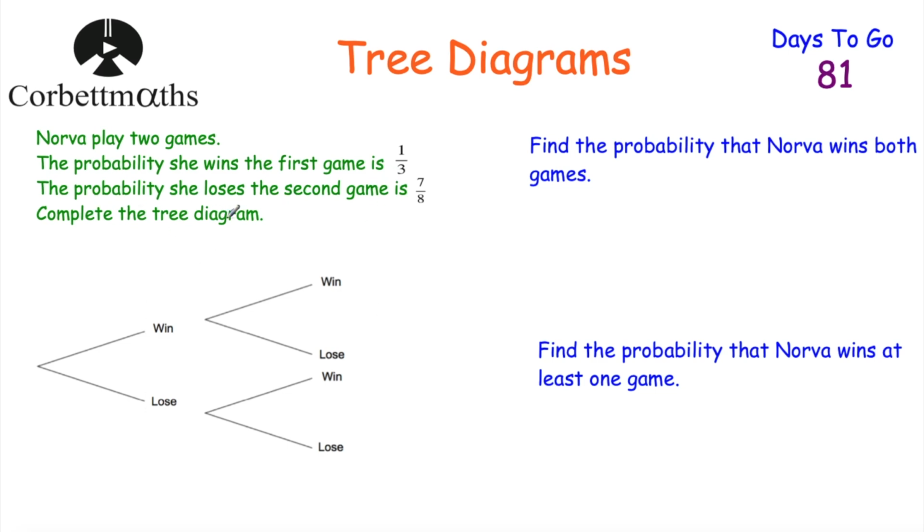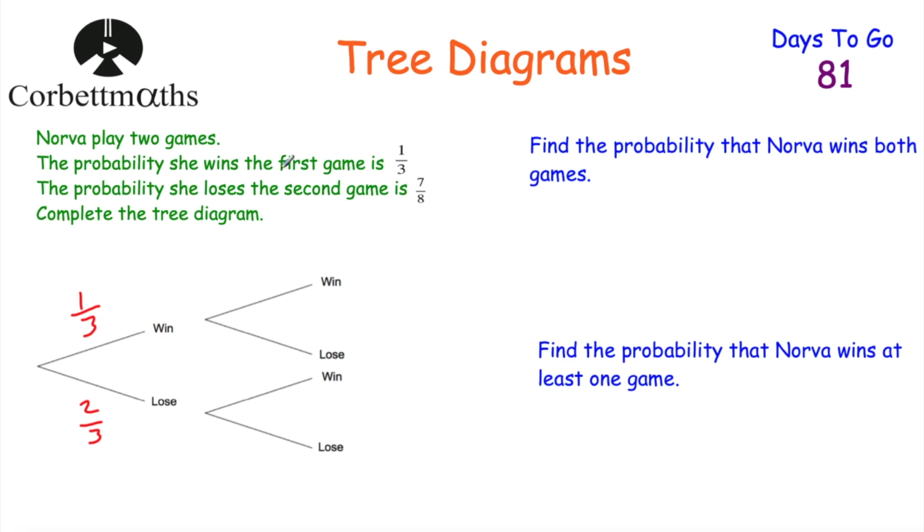So the first part says to complete the tree diagram. So we've got the first game here, and then we've got the second game here. So the probability that Nova wins the first game is 1/3. So that means the probability that Nova loses the game would be 2/3. And I'm assuming here that it's either a win or a lose, because in the question it's saying win or lose. Obviously, if I was writing this in one of the practice questions, I'd probably give a bit more detail. So here Nova plays the first game, and the probability of her winning it is 1/3. So the probability of her losing it would then be 2/3.